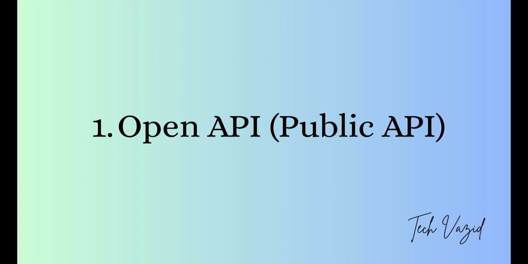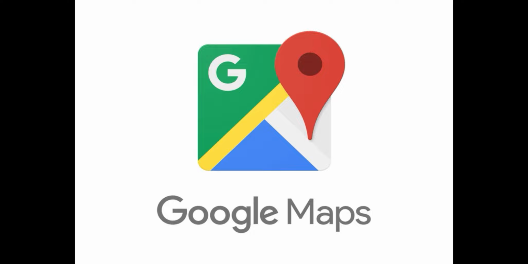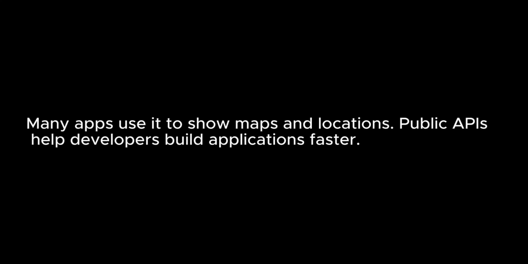Thank you. Now that we understand what an API is, let us look at the different types of APIs. APIs are mainly classified into four types based on who can use them. The first type is Open API, also called Public API. These APIs are available for everyone to use. Any developer can access them. For example, Google Maps API is a public API. Many apps use it to show maps and locations. Public APIs help developers build applications faster.